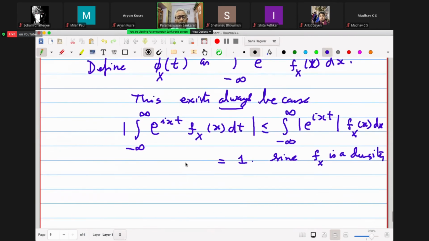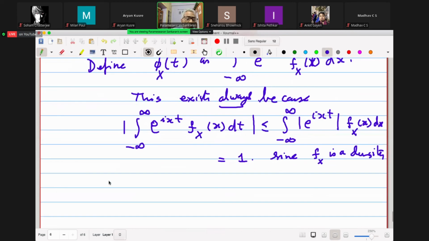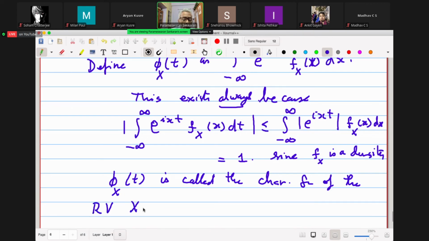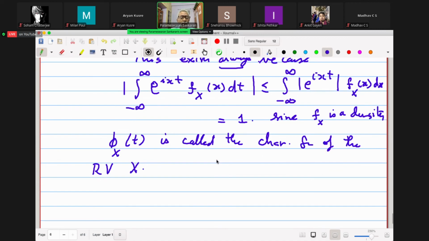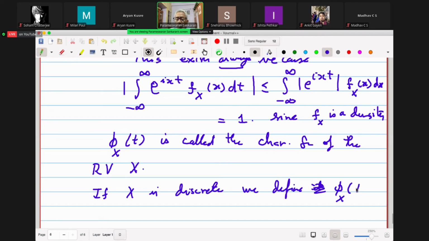And this is a nice property to have, and we call this phi x of t the characteristic function of the random variable X. When X is discrete, let me say that if X is discrete, we define phi x of t as follows.